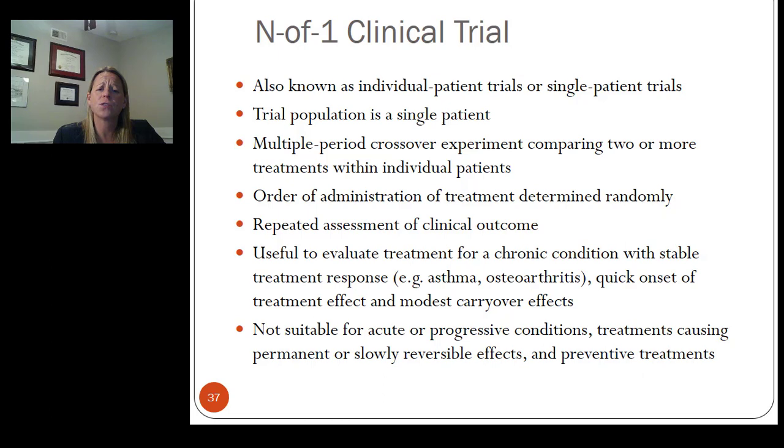And so these are useful designs for studying a chronic condition with a stable response, a quick onset of treatment effect, and modest carryover. These are not useful for studying acute or progressive diseases or any sort of situation where treatment might cause permanent or irreversible effects, such as an oncologic treatment. And they're not useful, obviously, for prevention treatment.